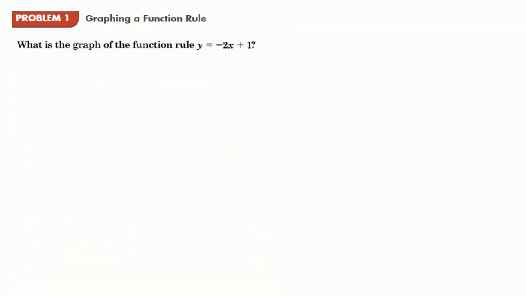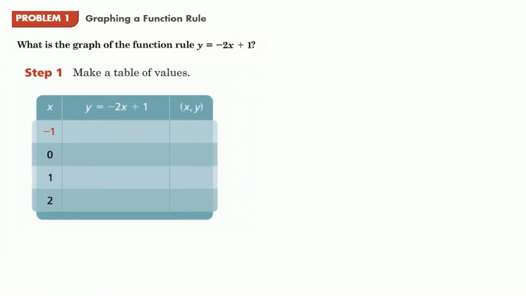Okay, so for problem 1, we're going to be graphing a function rule. So what is the graph of the function rule y equals -2x plus 1? So they want you to graph this equation. So the first step we want to do is we want to come up with a table. So I'm just going to go ahead and show you right here. Step 1 is to make a table of the values. So what it comes down to is we need to find a set of values that are reasonable.